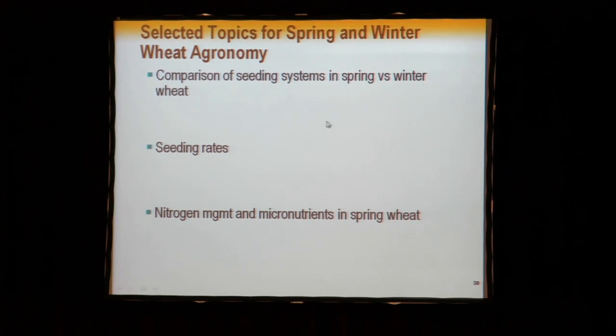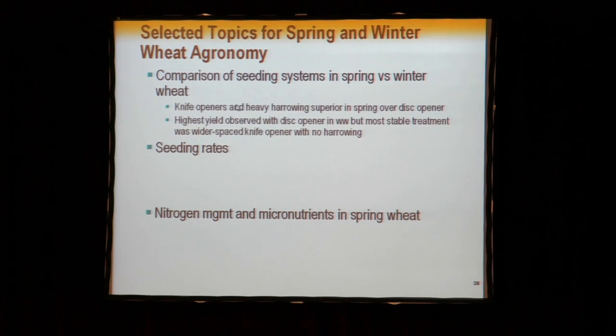Okay, so just wrapping up here, going back to the outline, the seeding systems work. The knife openers and heavy harrowing was much better in a spring system over a disc opener, so sorry for you disc guys out there, but good news for your knife guys out there. Highest yield observed with the disc opener in a winter wheat system, but surprisingly a more stable treatment was the wider space knife opener with no harrowing.